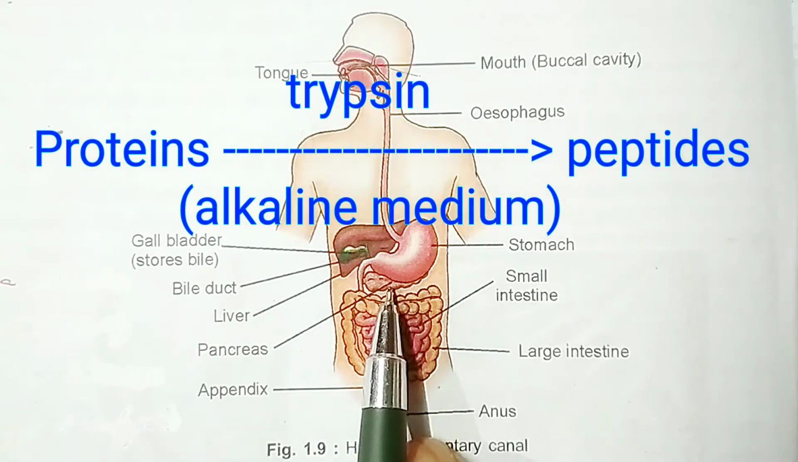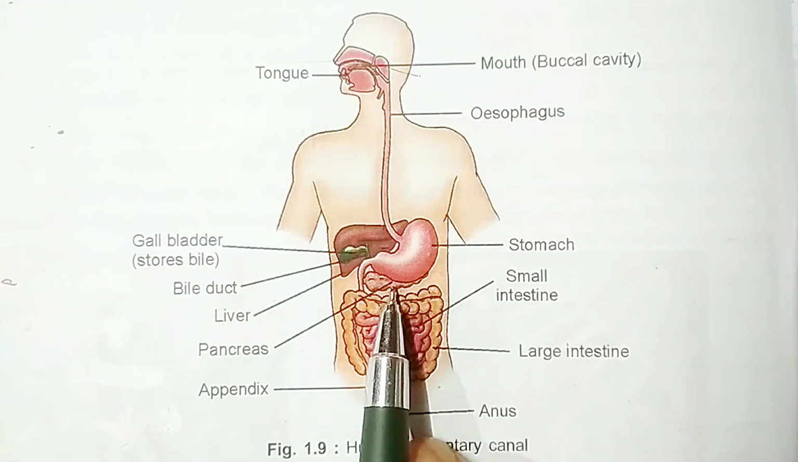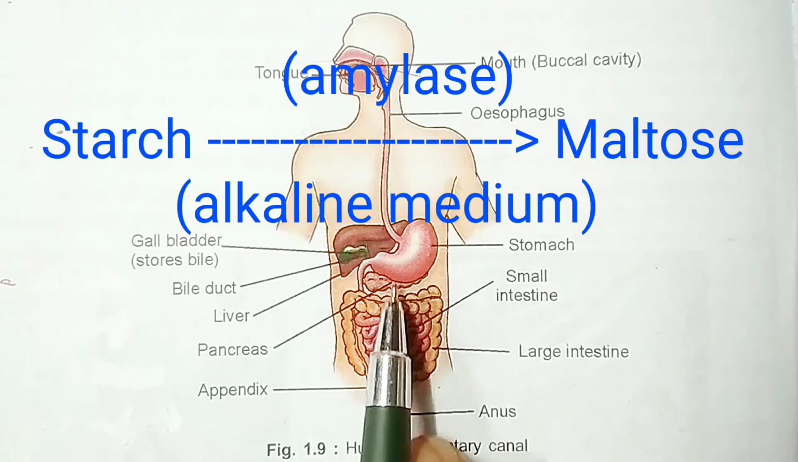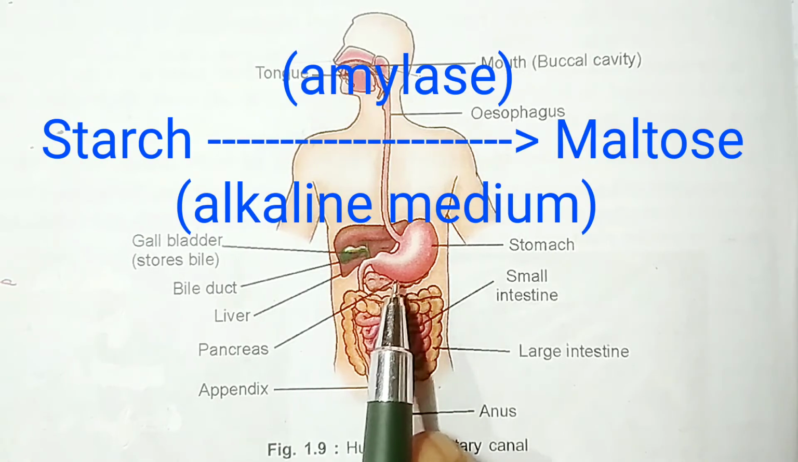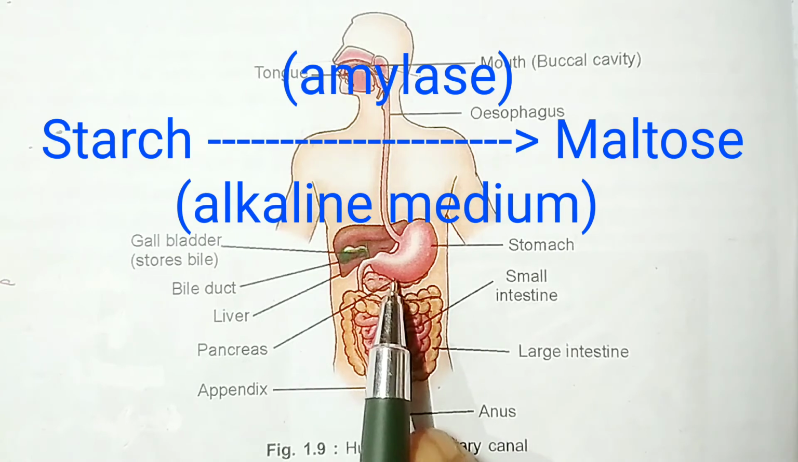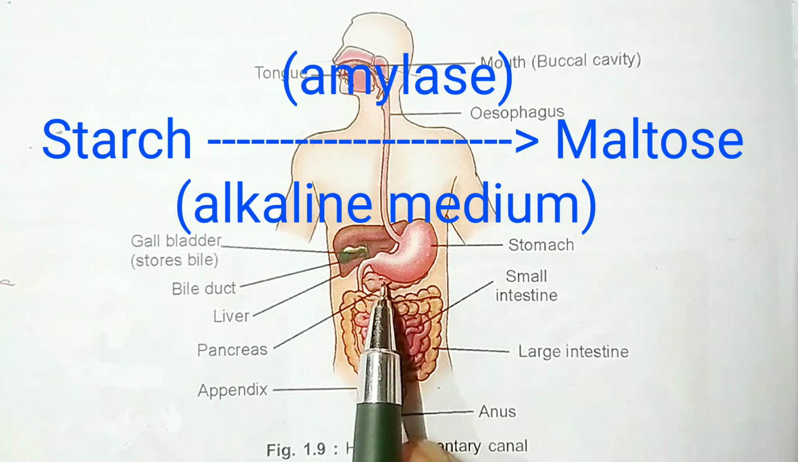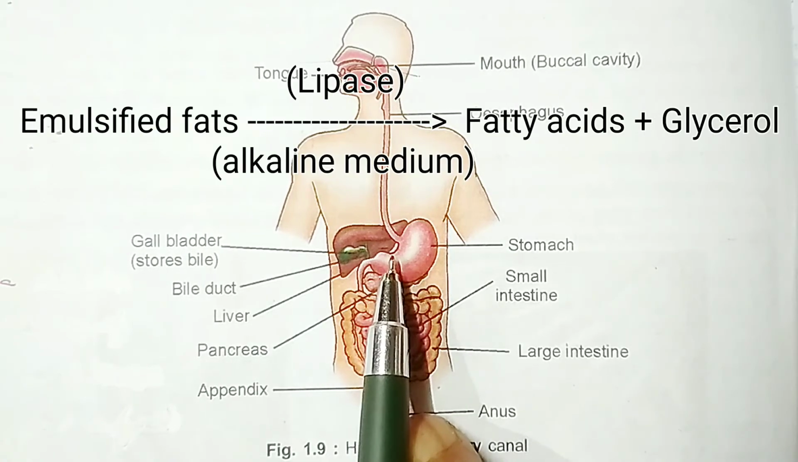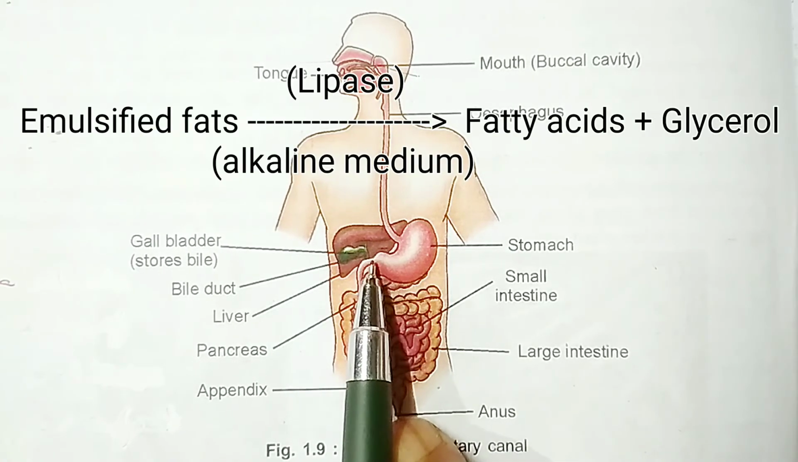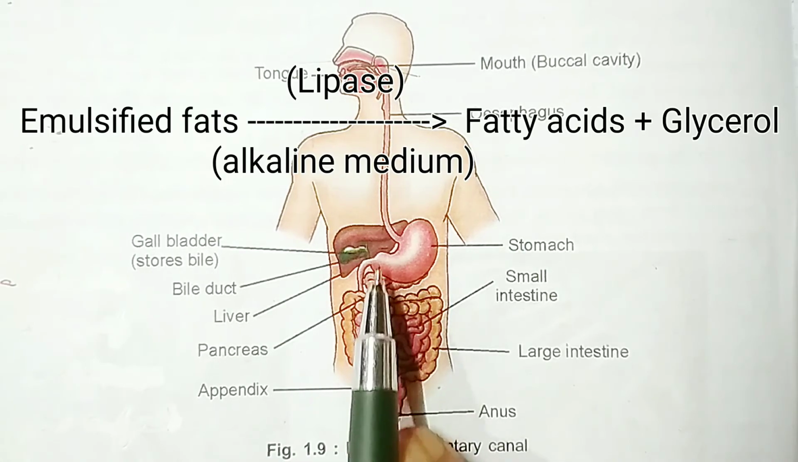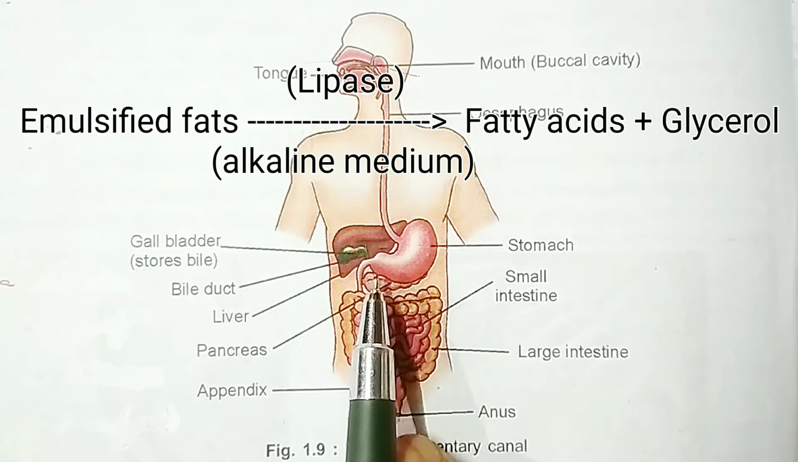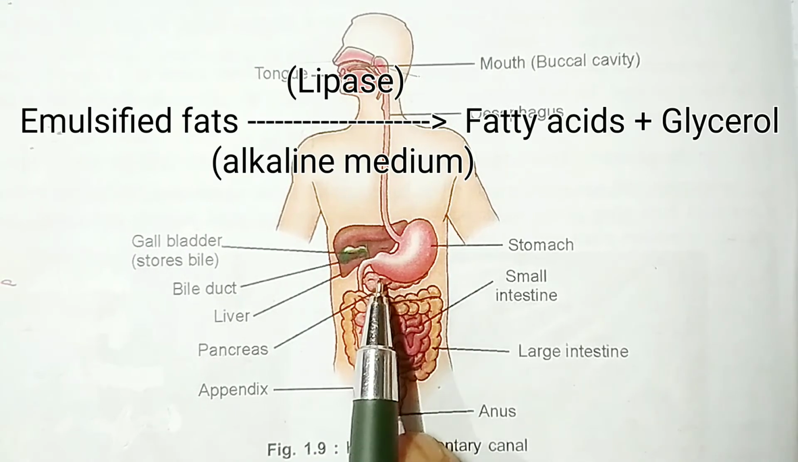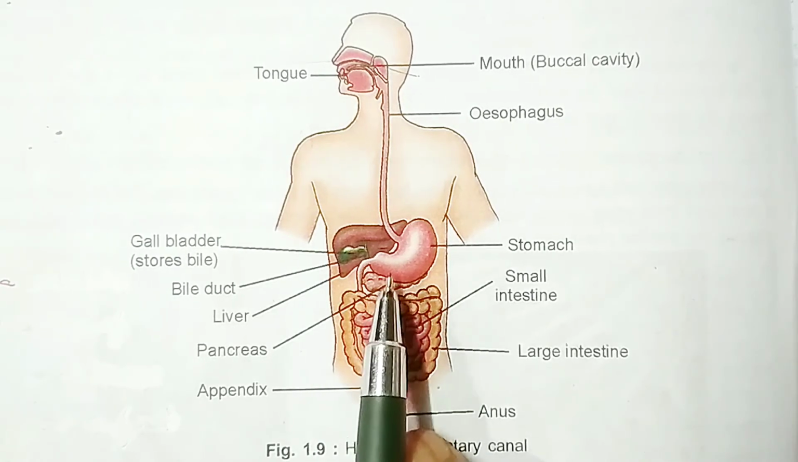Pancreatic juice also contains another enzyme which is called amylase. It acts on starch and complex sugars and converts them into maltose. And the last enzyme released by the pancreas is called lipase. It acts on emulsified fats, because fat molecules are broken into smaller globules with the help of bile, and those emulsified fats are converted to fatty acids and glycerol with the help of lipase. So lipase helps in converting emulsified fats into fatty acids and glycerol.